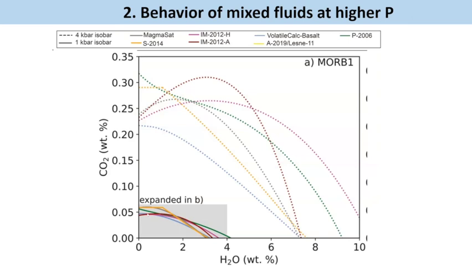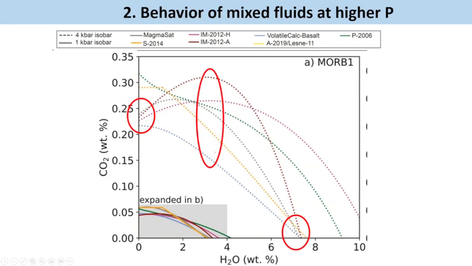Once you get up to 4 kilobar, you can see these isobars show drastically different shapes. So while the pure CO2 solubility of VolatileCalc, Moore, and MagmaSat are very similar, and while the pure water solubility of these are very similar, once you get in the middle of this space, you can change the amount of CO2 you have dissolved by a factor of 2, just based on the shapes of these curves.